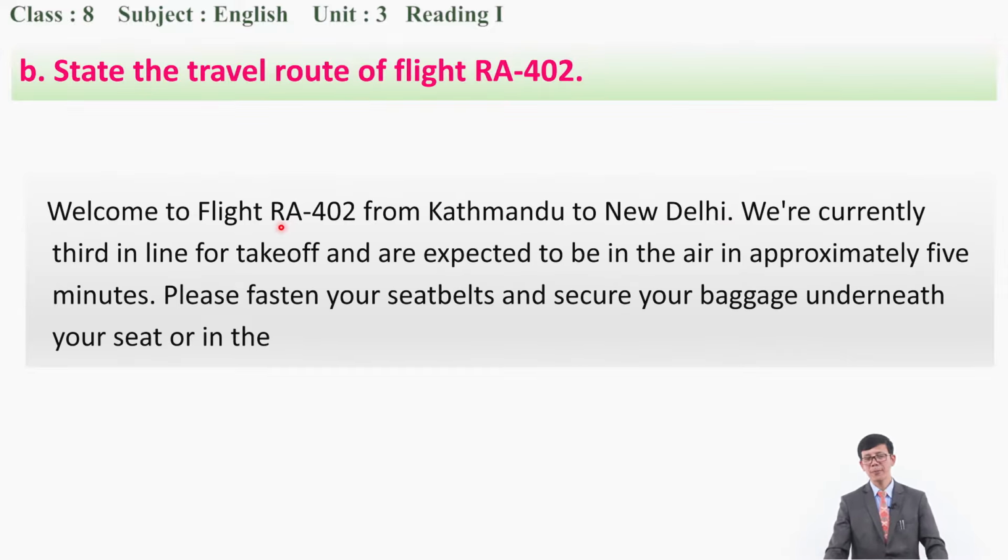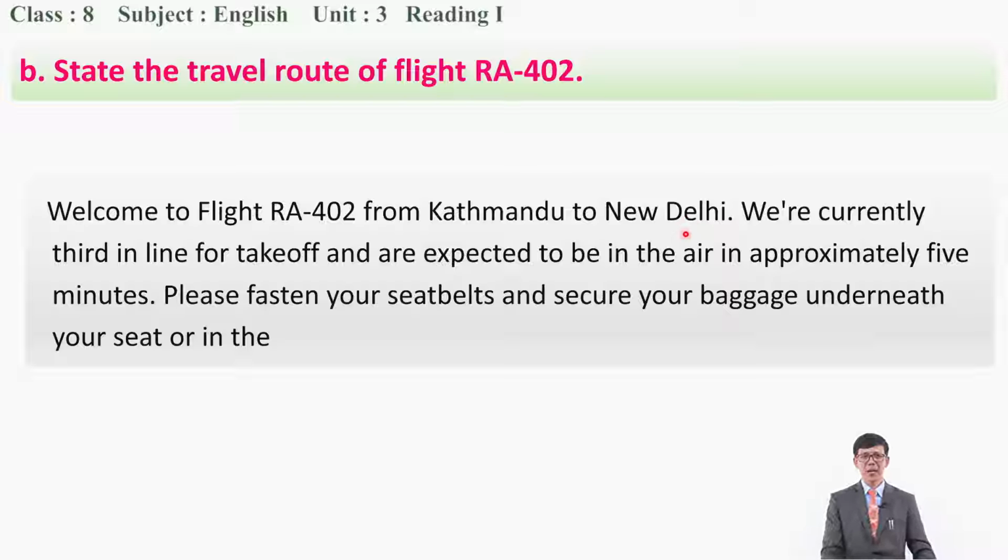Now I have just taken a short excerpt, a part of your passage, and you have to read it quickly and tell me the answer of question number B. State the travel route of flight RA402. Please read it quickly and tell me what the answer for this question B is. The travel route of flight RA402. Read it quickly. Flight RA402, where is this going? From Kathmandu to New Delhi.